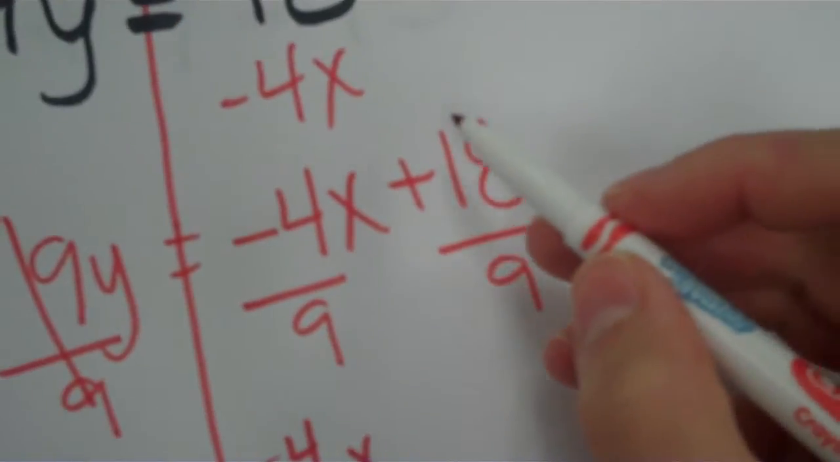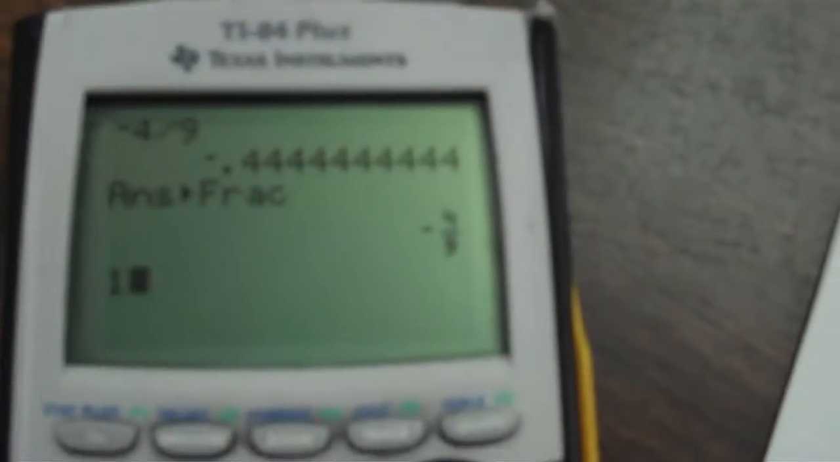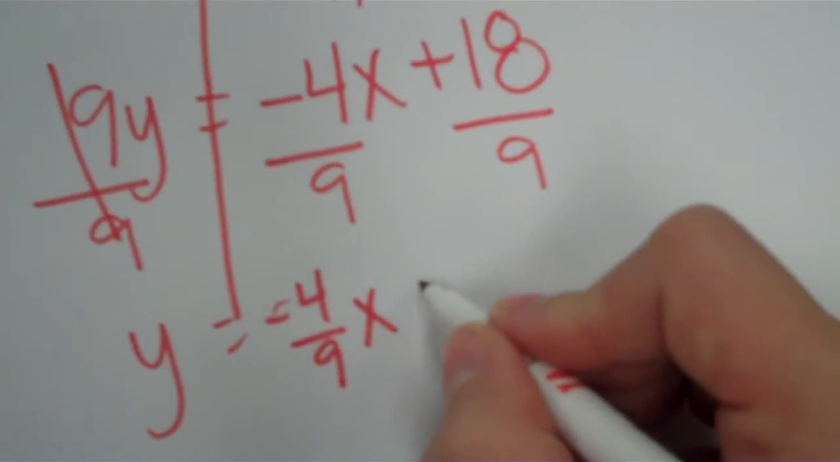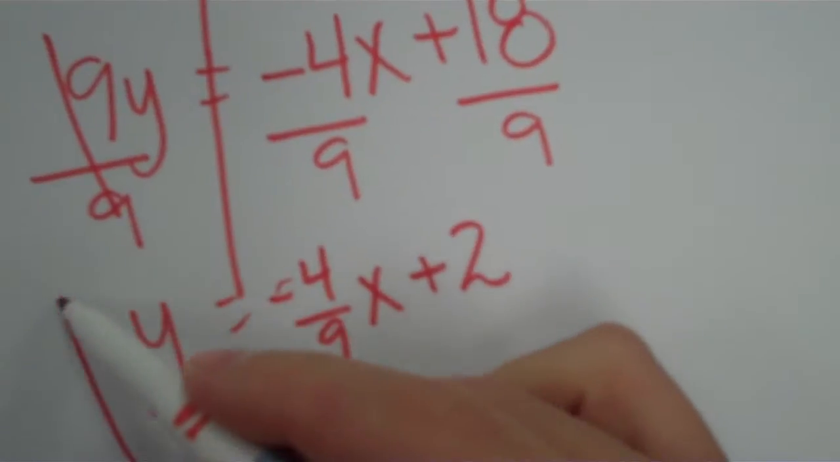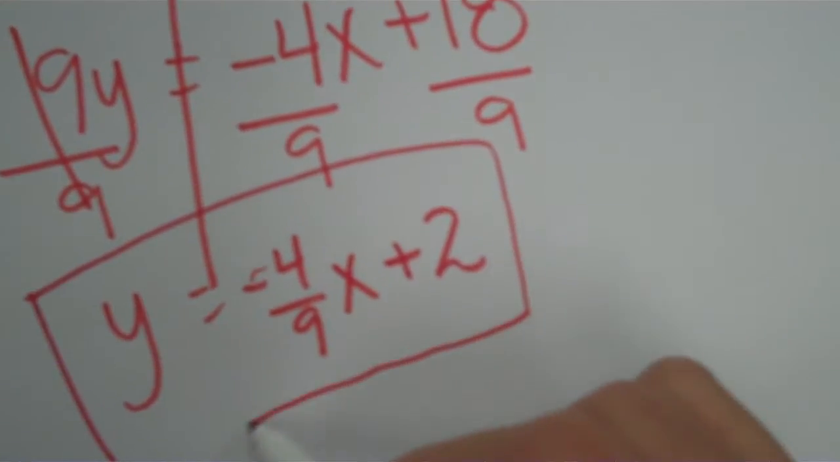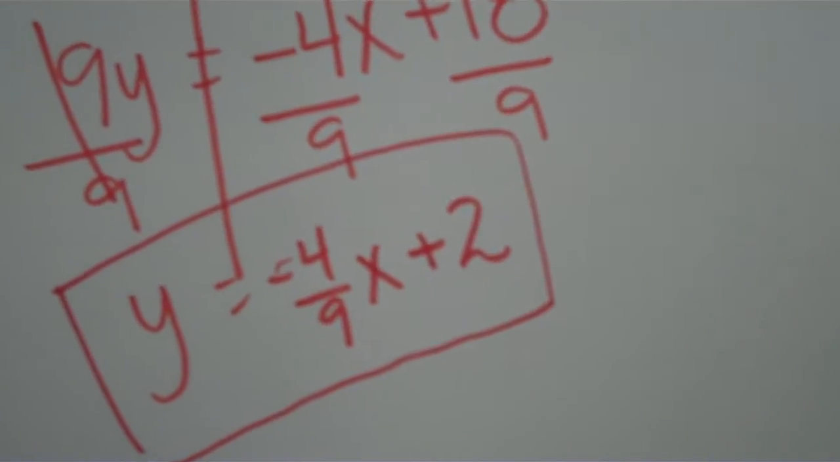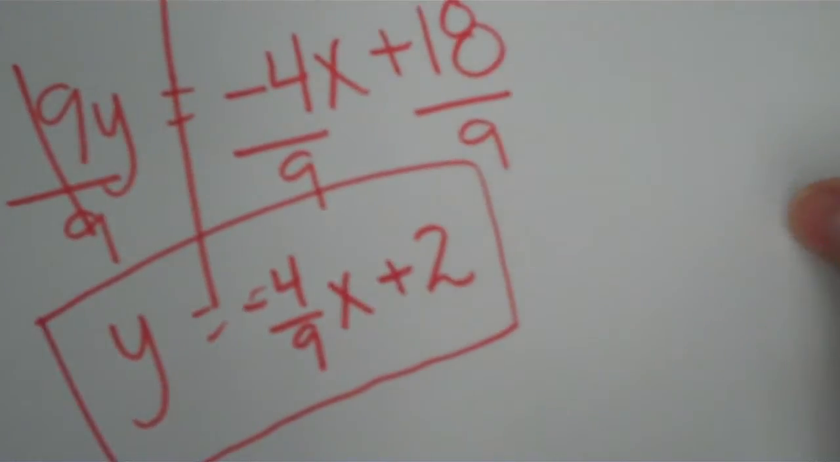Okay? And then positive 18 divided by 9 is a positive 2. So we'll go ahead and put plus 2. Okay? And that's your answer. So if you're given a problem, I need a fraction. I do not want you to round ever. Okay? Let's do that one more time, and then we'll kind of show you something else.